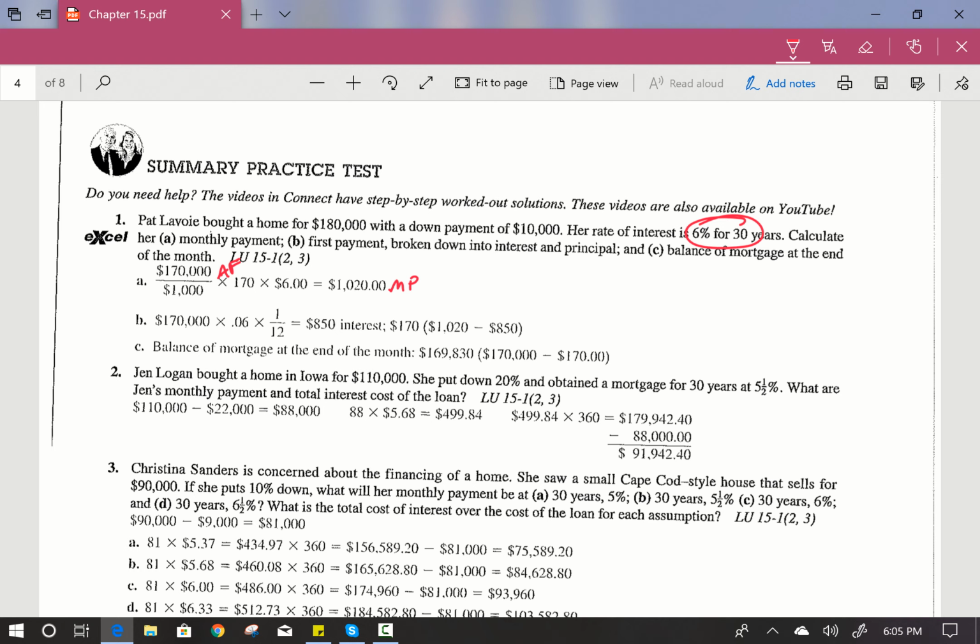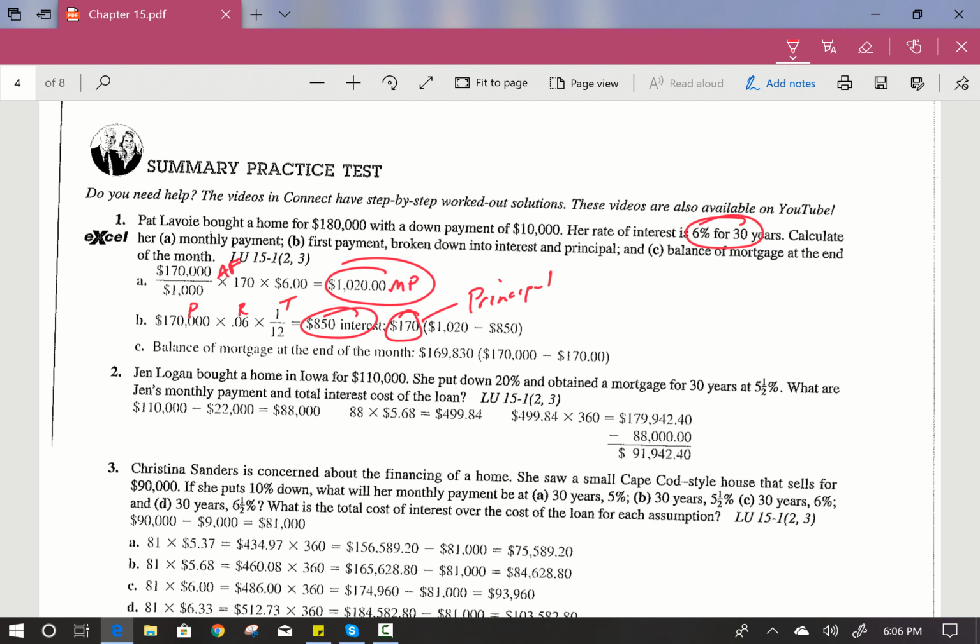So interest is equal to principal times the rate times the time. So $170,000 times 6% or 0.06 after you move the decimal point 2 places to the left times 1 month divided by 12 months equals interest of $850. Subtract your interest from your monthly payment, and that will be the principal of $170. So that's equal to your principal right there.